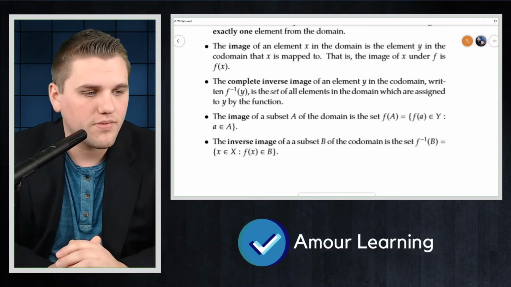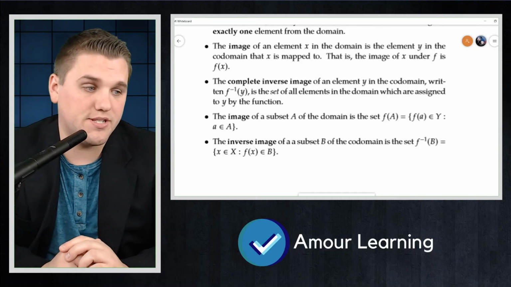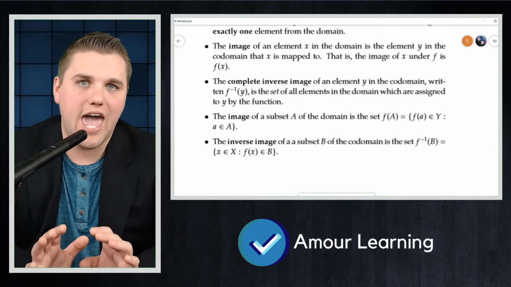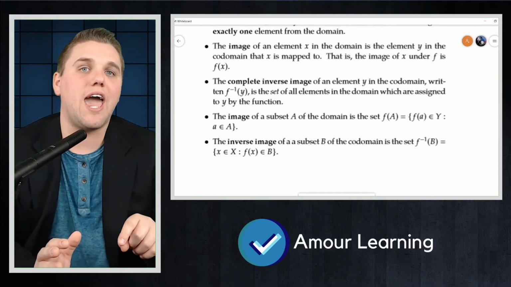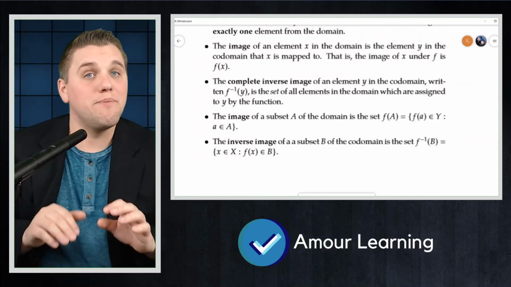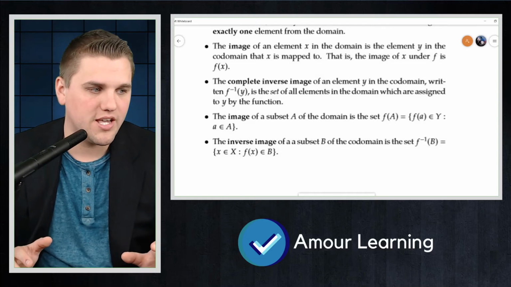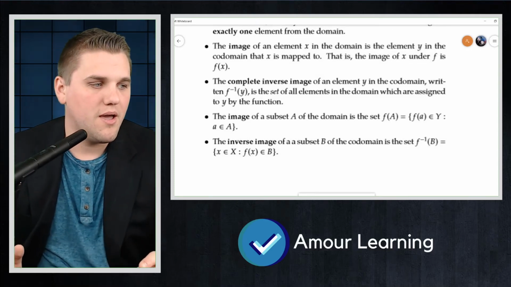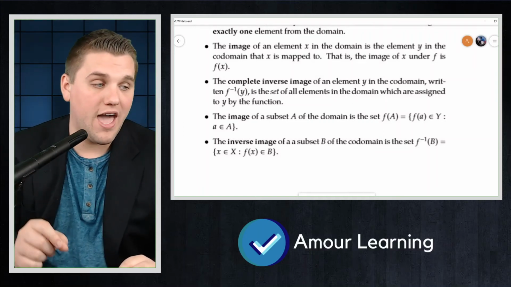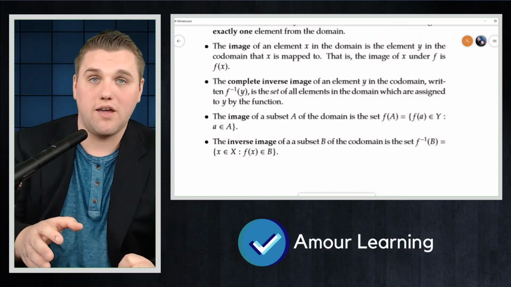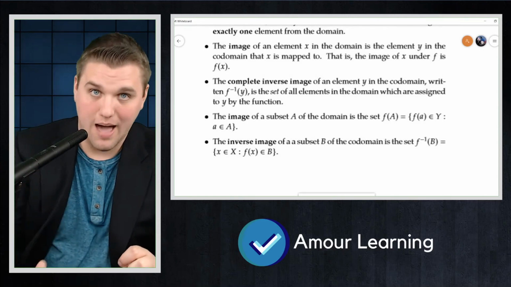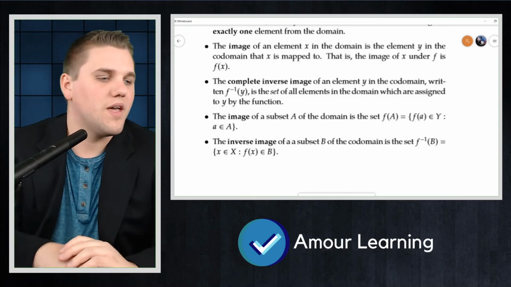The image of a subset A of the domain is the set f(A). So in this case, that capital A is not just an input, it's a set of inputs, and f(A) is a set of outputs, namely the set of all f(a) in Y, the codomain, such that a is in A, the big set A.